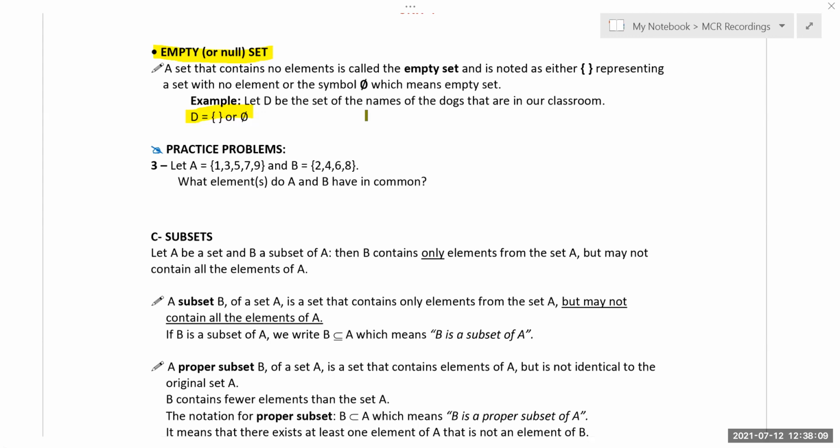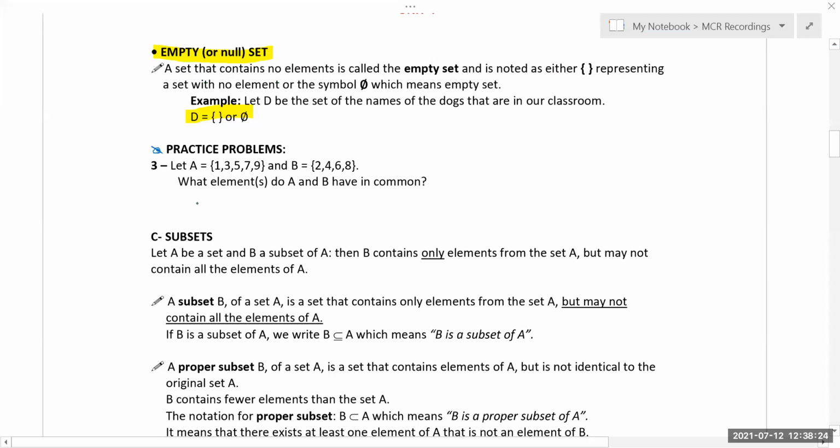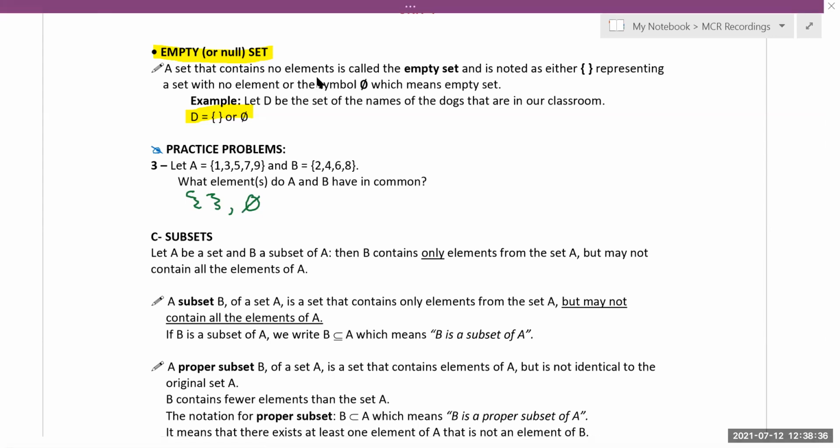Where this might happen is if you have sets that come in that have something in common. A, for example, is 1, 3, 5, 7, 9. That's odd numbers. B is 2, 4, 6, 8. Those are all even numbers. So when I say, what do they have in common? It would either be an empty set or the null set. Either one, they're the same, they're interchangeable because they don't have anything in common. So that would be a representation of that.